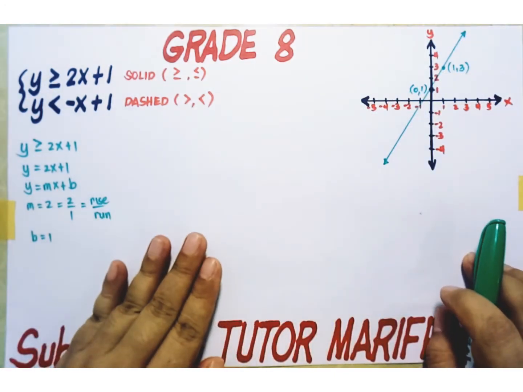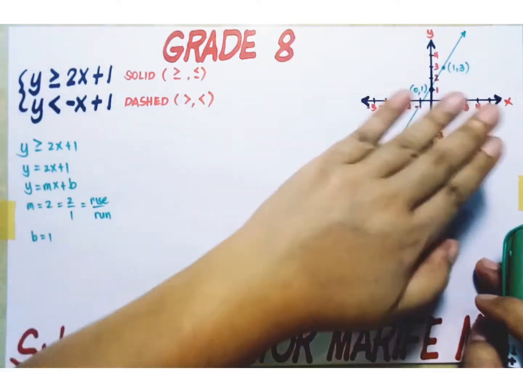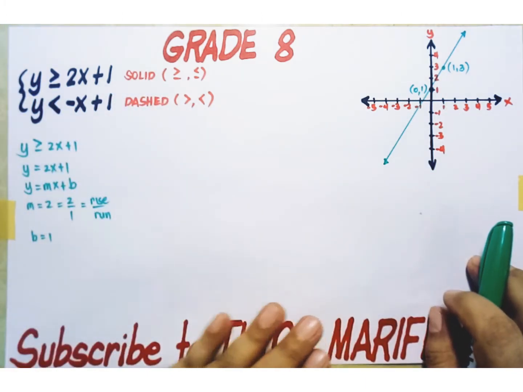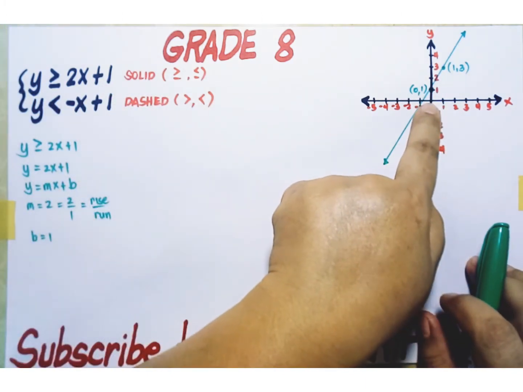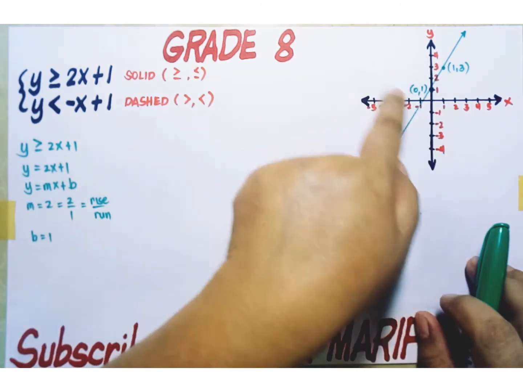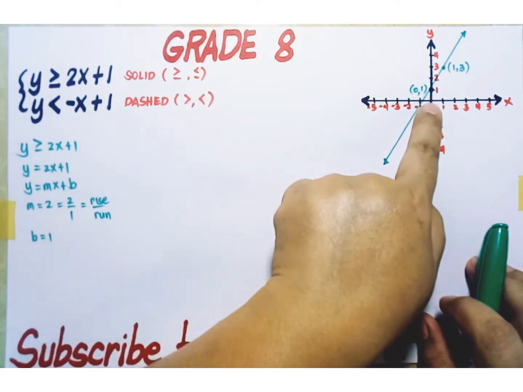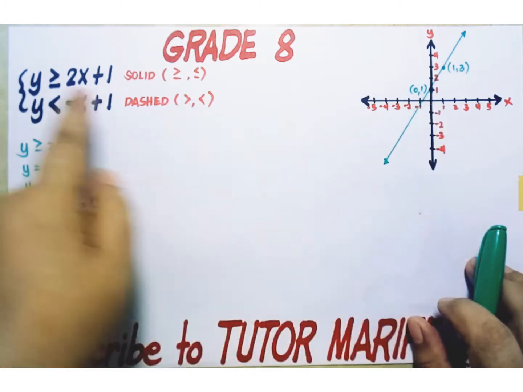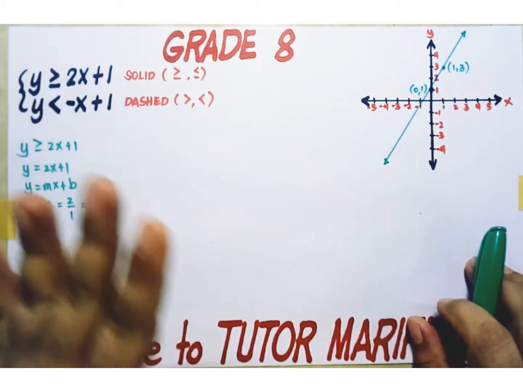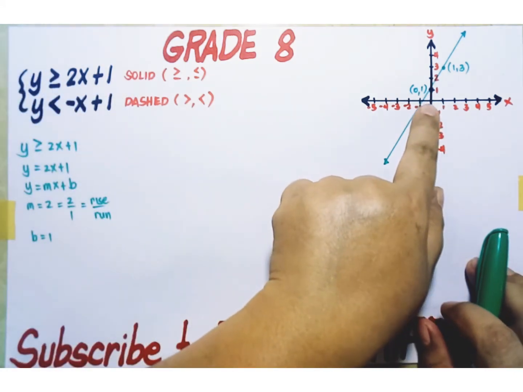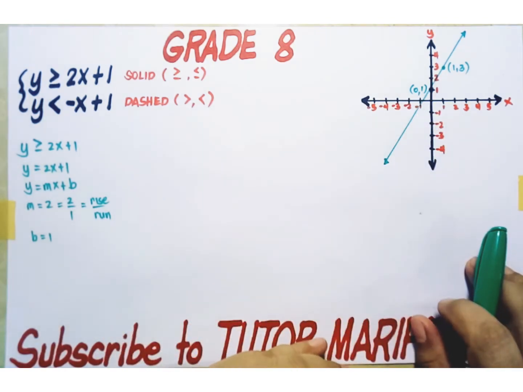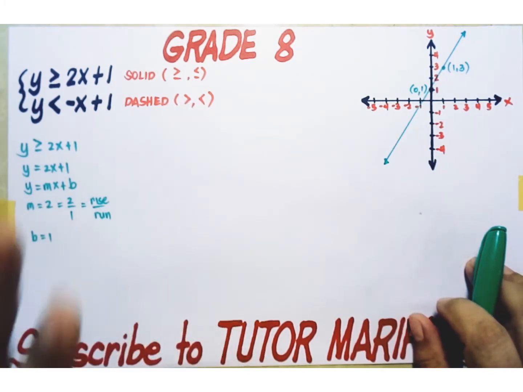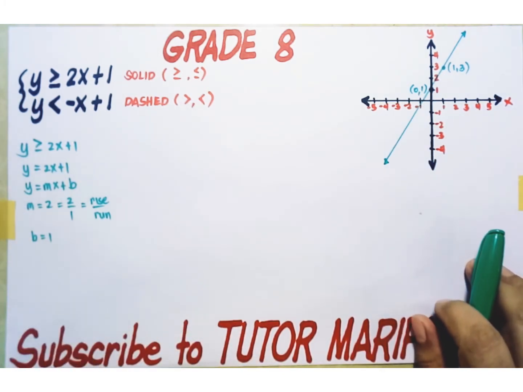The next goal is to decide which of the 2 half planes represent the solution set of the first inequality. We are going to use the origin as our test point to decide on which half plane to shade. If the coordinates of the origin, x equals 0 and y equals 0, satisfy the first inequality, we shade the half plane that contains the origin. If the coordinates of the origin do not satisfy the first inequality, we shade the half plane that does not contain the origin.